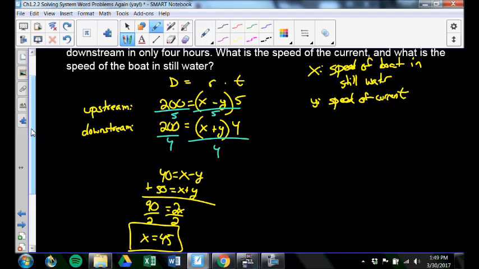If the boat's going 45 miles per hour, we can plug that into any of these equations. The river is going 5 miles an hour. Boat goes 45, river goes 5, makes perfect sense.